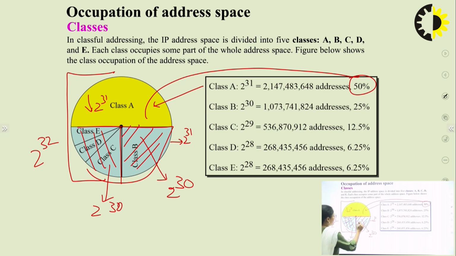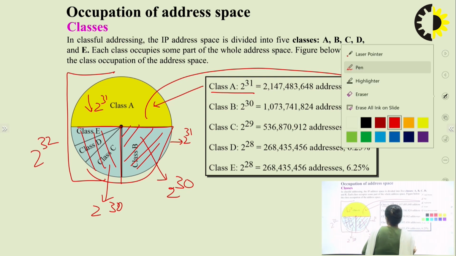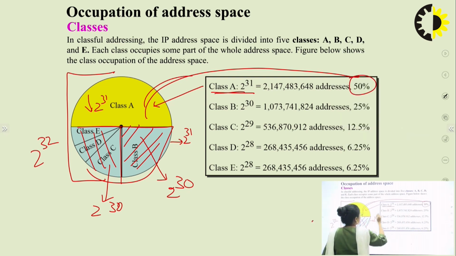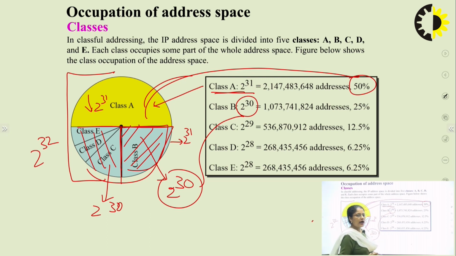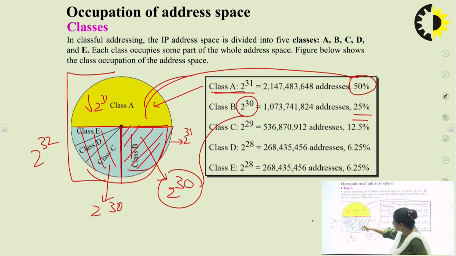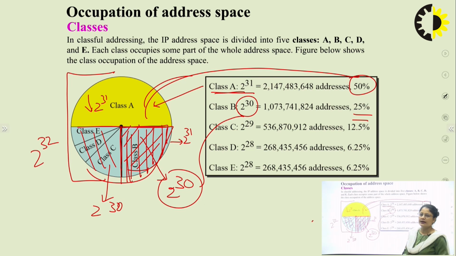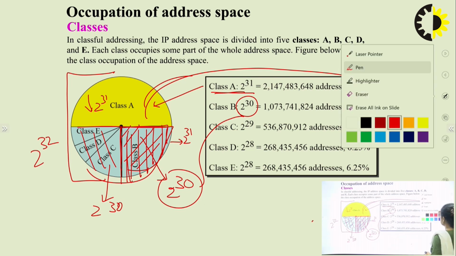So, what we are doing, the remaining out of the second half. The first half is totally given to class A. Out of the second half, half of it, that means 2 to the power 30 values, are allocated to class B addressing scheme. So that makes up around 25%. If you look at it, this particular block makes up around 25% of the entire addressing scheme. So this is class B.